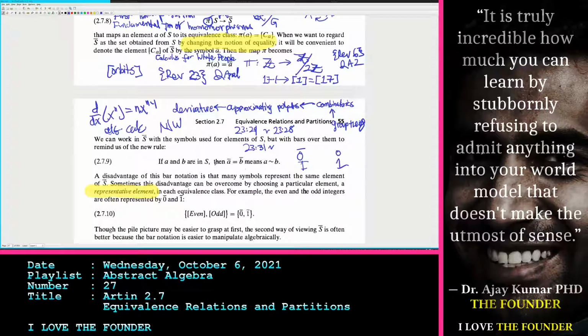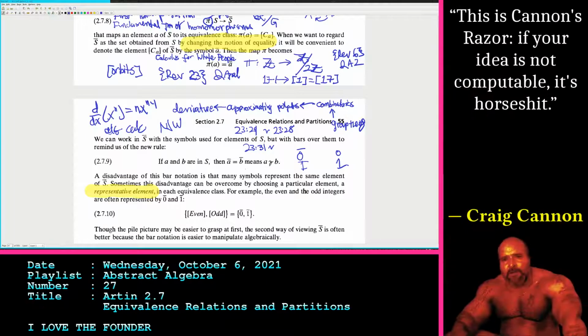If A and B are in S, then A bar equals B bar means that A is in the same subgroup as B, or is in the same equivalence class as B. A disadvantage of this bar notation is that many symbols represent the same element of S. Sometimes this disadvantage can be overcome by choosing a particular element, a representative element, in each equivalence class. For example, the even and odd integers are often represented by 0 bar and 1 bar. What did I just tell you? I'm the smartest mathematician who ever lived, and this is what I'm telling you. Even odd is equal to 0 bar, 1 bar.